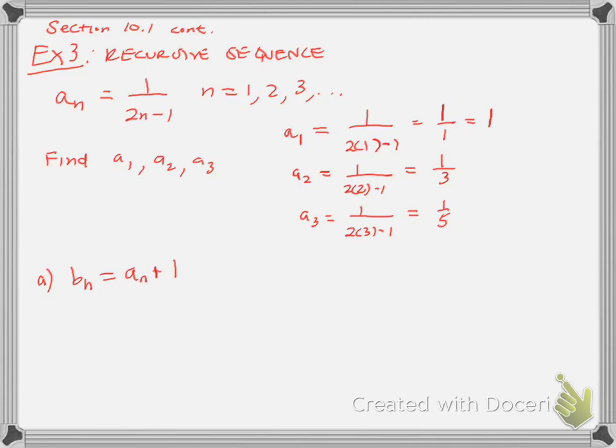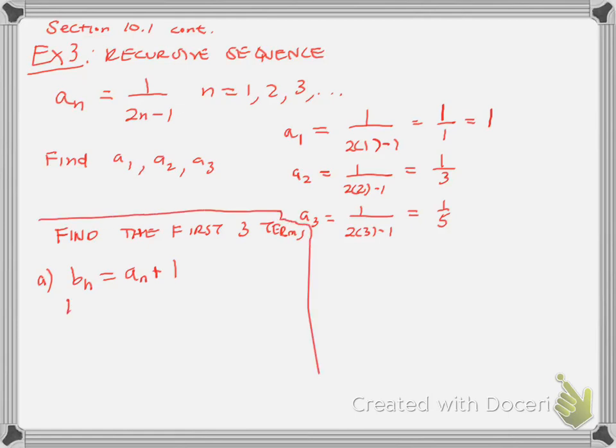So in part A, we're calling a new sequence b sub n, and it's equal to a sub n plus 1. So this is an example of a recursive sequence. And so let's find the first 3 terms of that.